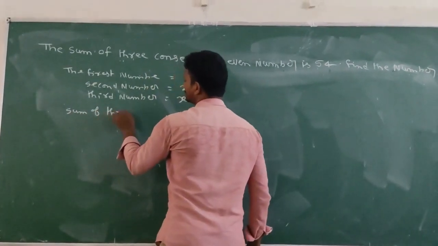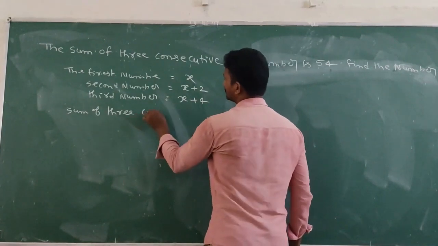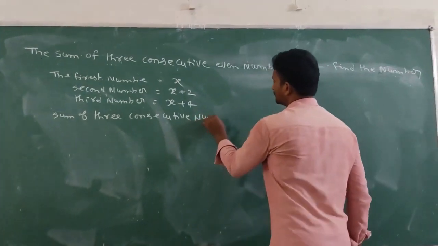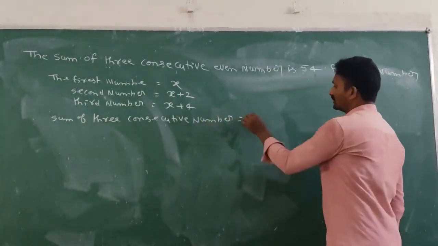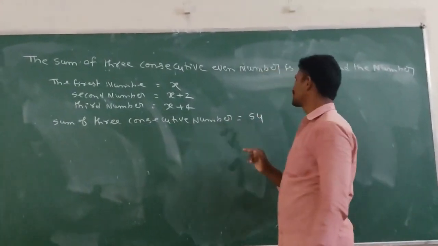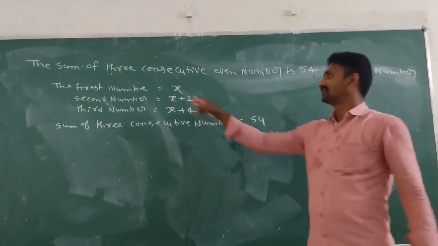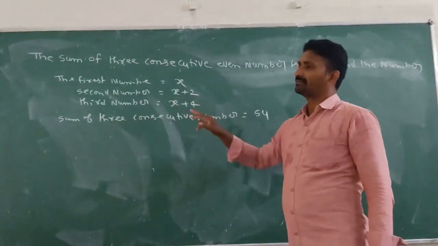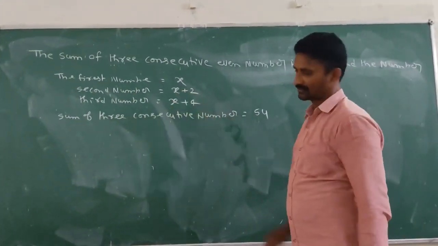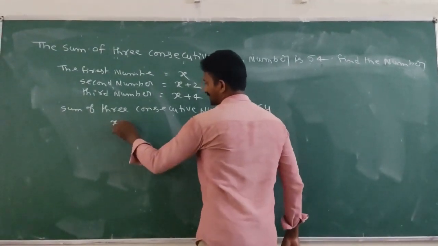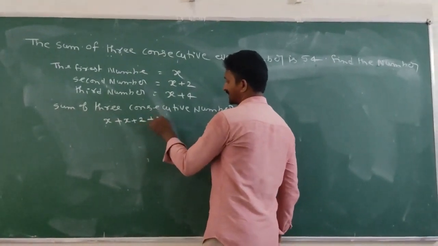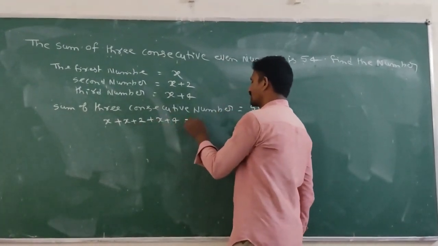The sum of three consecutive numbers is equal to 54. The first number is x, the second number is x plus 2, the third number is x plus 4. So x plus x plus 2 plus x plus 4 equal to 54.